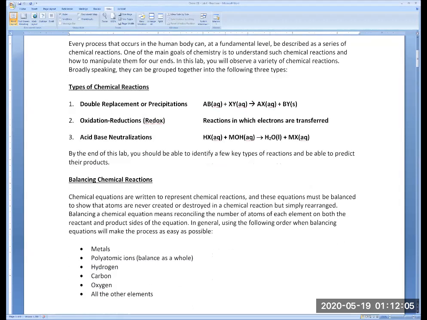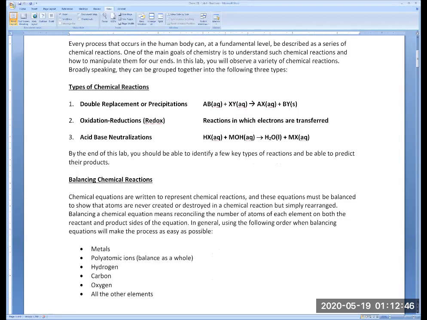And then acid-base neutralization is really a more specific type of reaction where you have an acid that can be symbolized by HX, and those acids are always aqueous solutions. They're always soluble in water, plus MOH. So M symbolizes a metal that is combined with the hydroxide ion. The OH minus ion is the hydroxide ion. It's a polyatomic ion. And these will also be aqueous solutions, but not all of them. But when it's aqueous here, it means it's soluble.